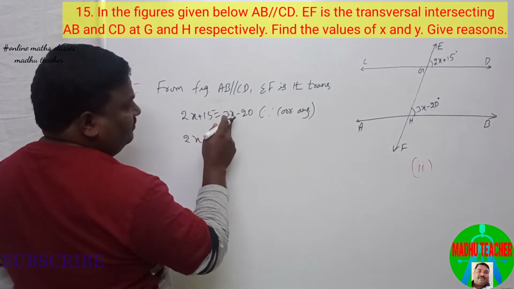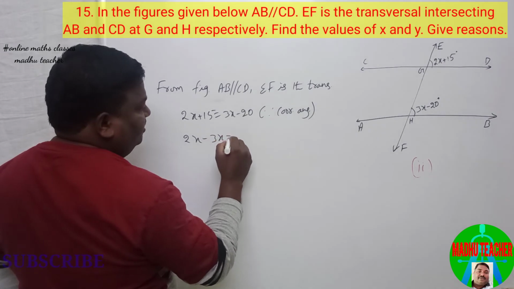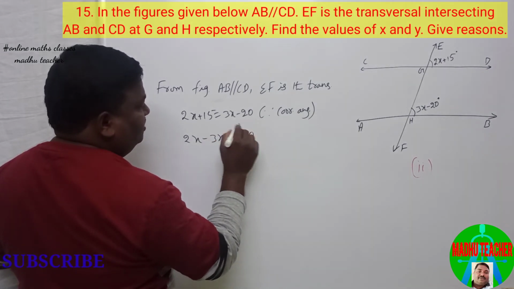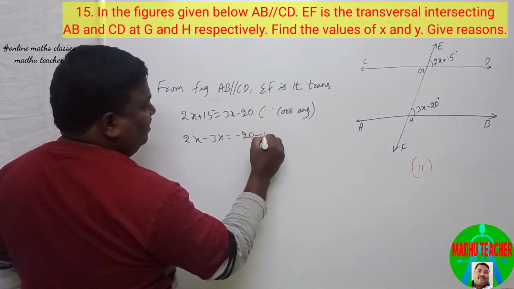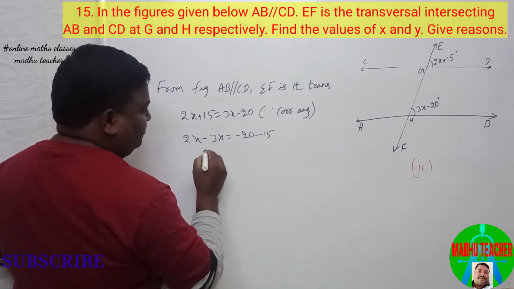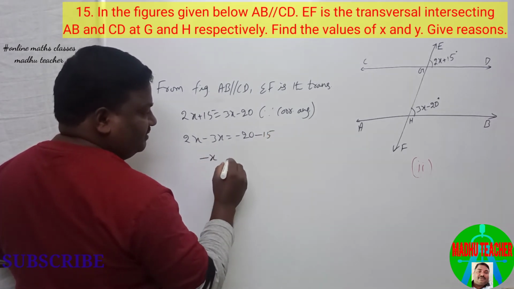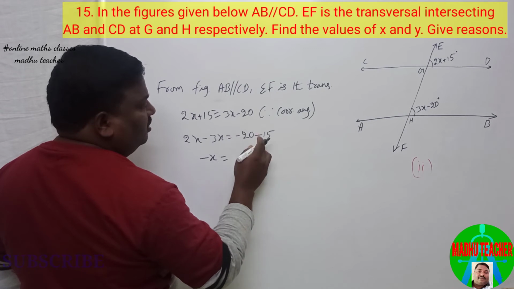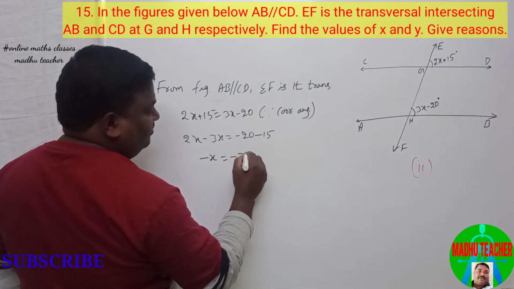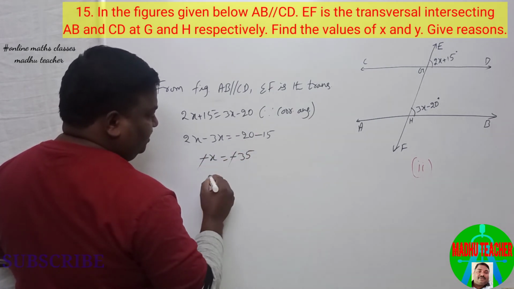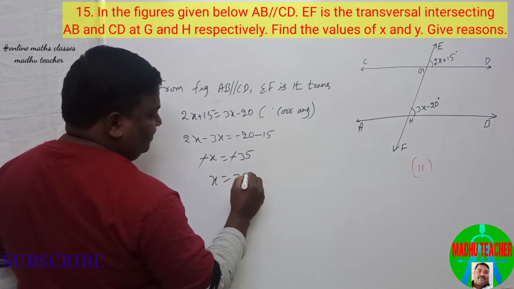2x taking to the left side, minus 3x equal to minus 20 as it is, transposing to the right side, minus 15. So 2x minus 3x is minus x equal to minus 35. So the minus gets cancelled, x equal to 35 degrees.